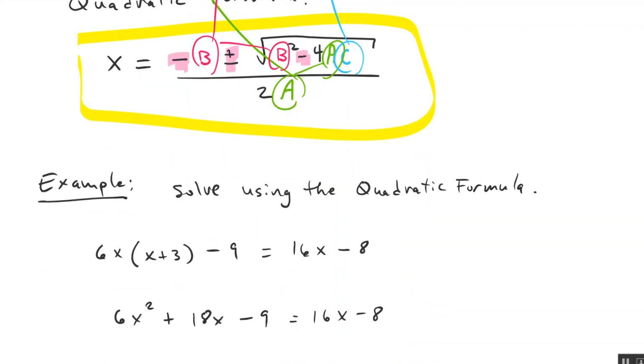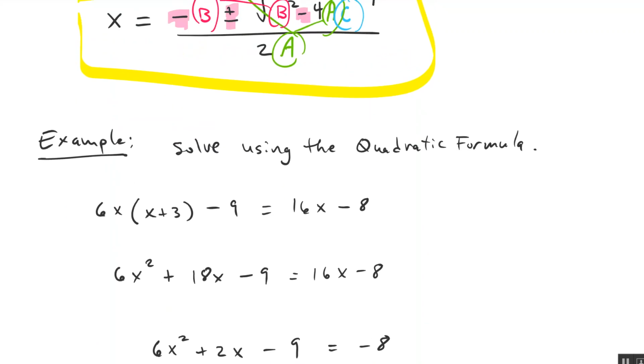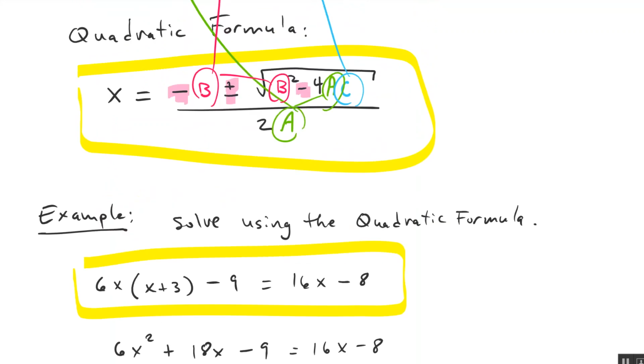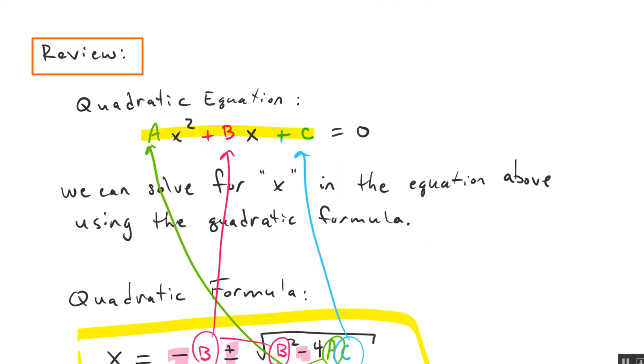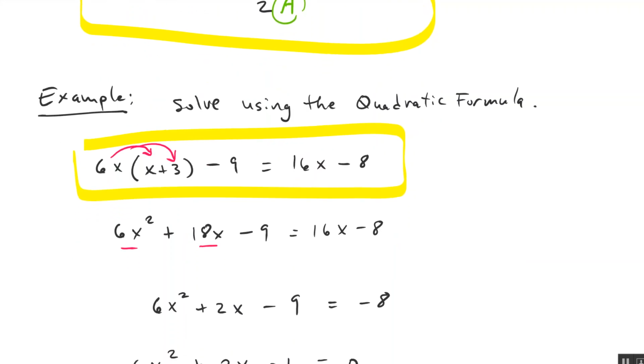So let's see an example so we can get a feel for how this actually works. Our example problem is right here. Solve this equation using the quadratic formula. First we need to put it into standard form. And again, standard form is this right there. So let's distribute a little bit. Let's distribute the 6x through here, which gives us 6x squared and 18x. The rest of the equation stays the same.